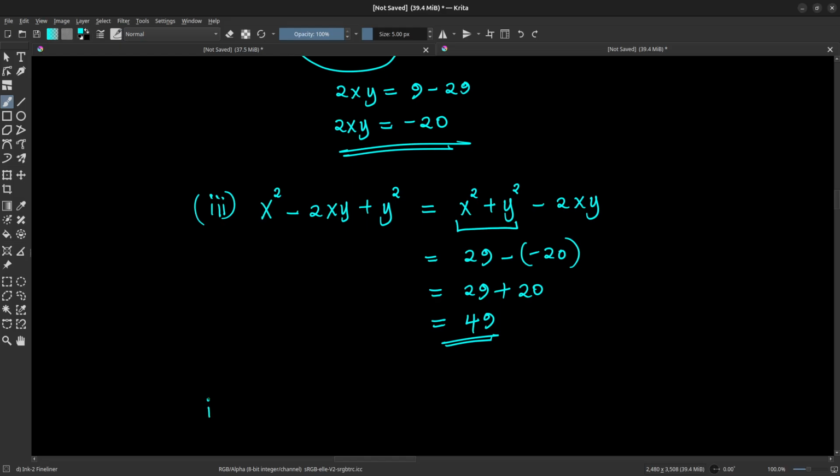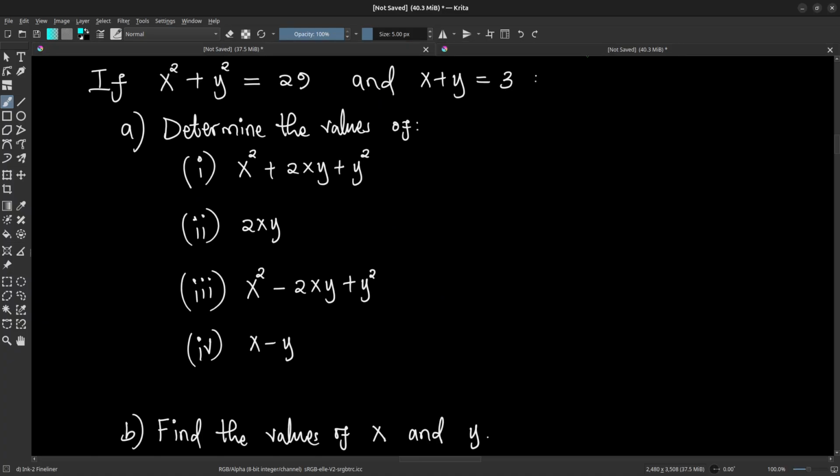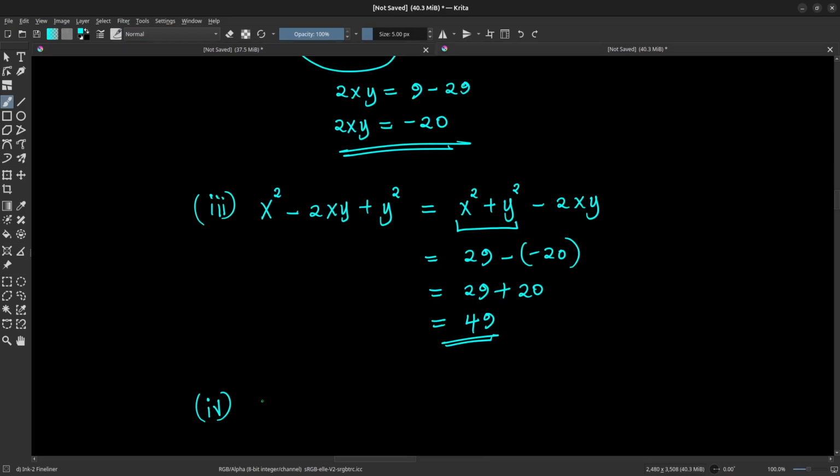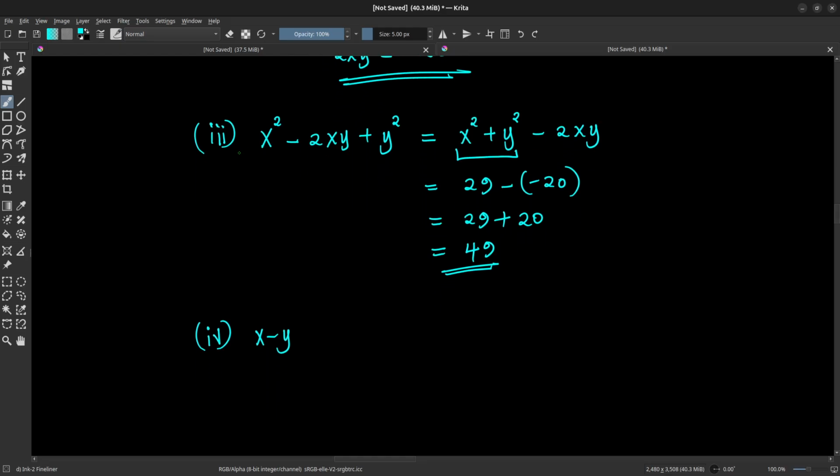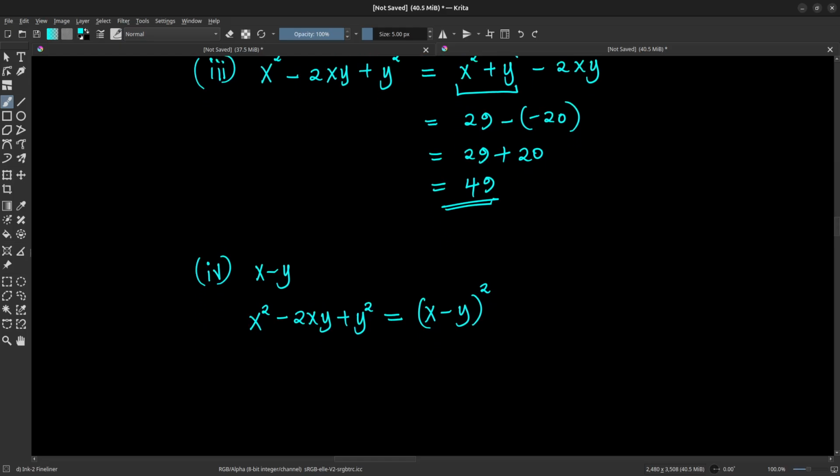Okay, then we now move on to the fourth part. We are told to determine x minus y, right? But from number 3 above, when you are given x squared minus 2xy plus y squared, this is the same as saying x minus y squared, right? And we have just found out that this expression was equal to 49.